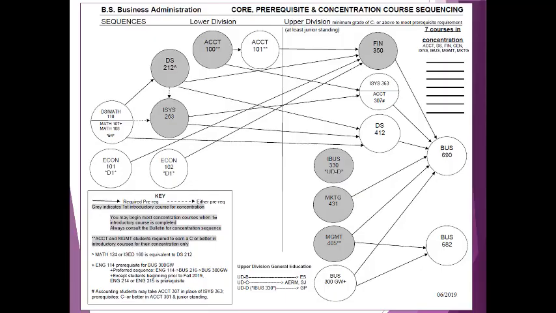This chart illustrates the sequencing of the 13 core classes plus prerequisite classes you have hopefully already taken if you're transferring in. On the left side of the sheet are the lower division classes, on the right side, upper division. Arrows between classes mean that you have to take one class before you can take another. For example, Finance 350 over here in the upper right requires Accounting 101, DS 212, and Econ 101 and 102.